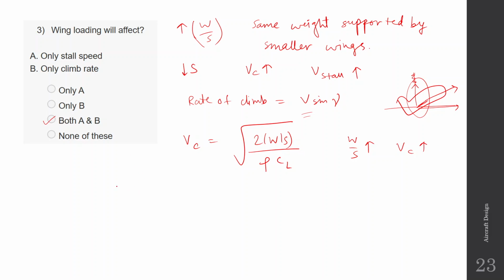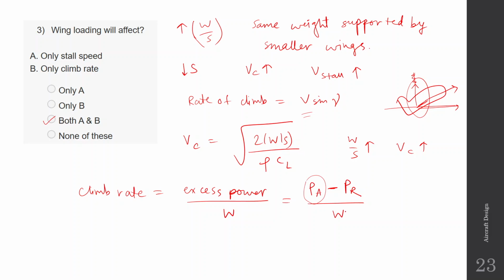Now for the climb rate, we know that your climb rate is equal to excess power by weight, and your excess power is your power available minus power required for level flight, by weight. Now if you fix the engine, then your PA is fixed, and your W is also fixed.